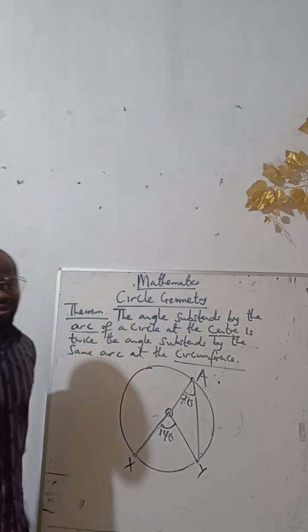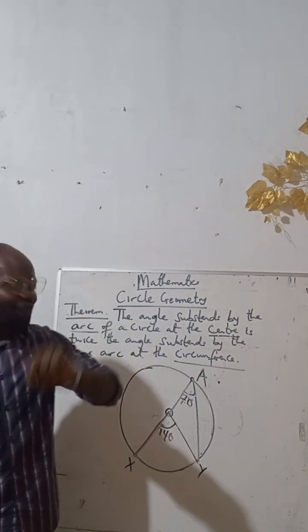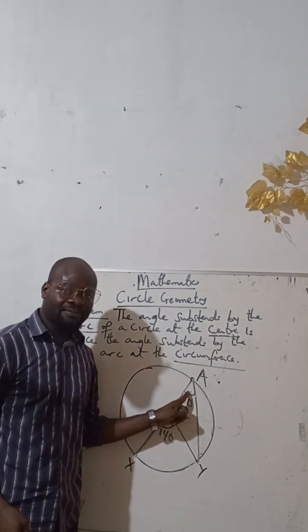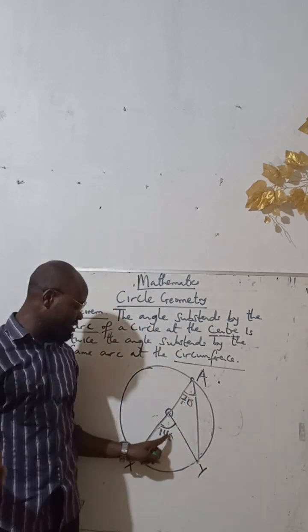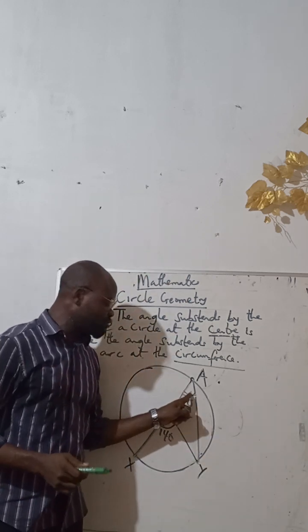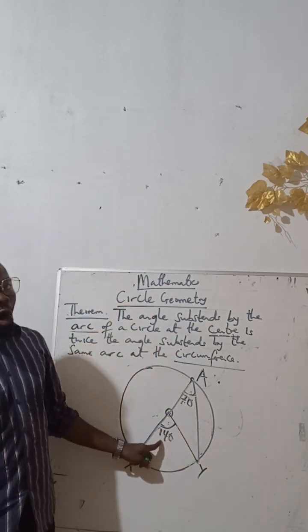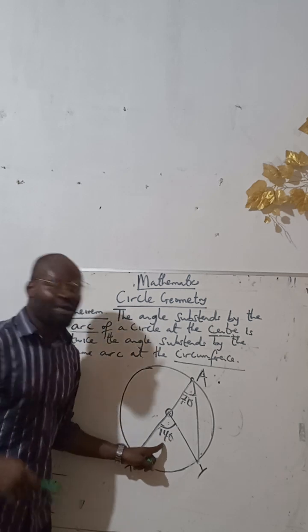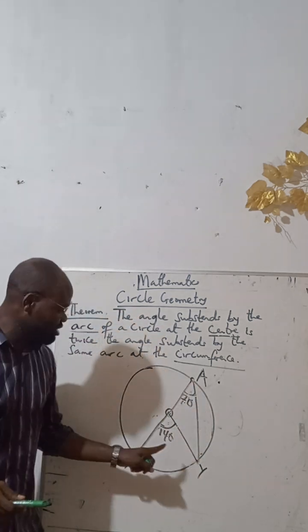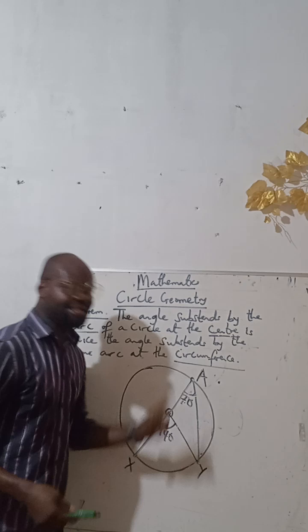Very important. So there are two things involved. Either you are given the angle at circumference first, and you have to find angle at center. In that case, you multiply this by 2 to get this. Or you are given angle at center first, and you have to find angle at circumference. In that case, you divide this one by 2 to get this.